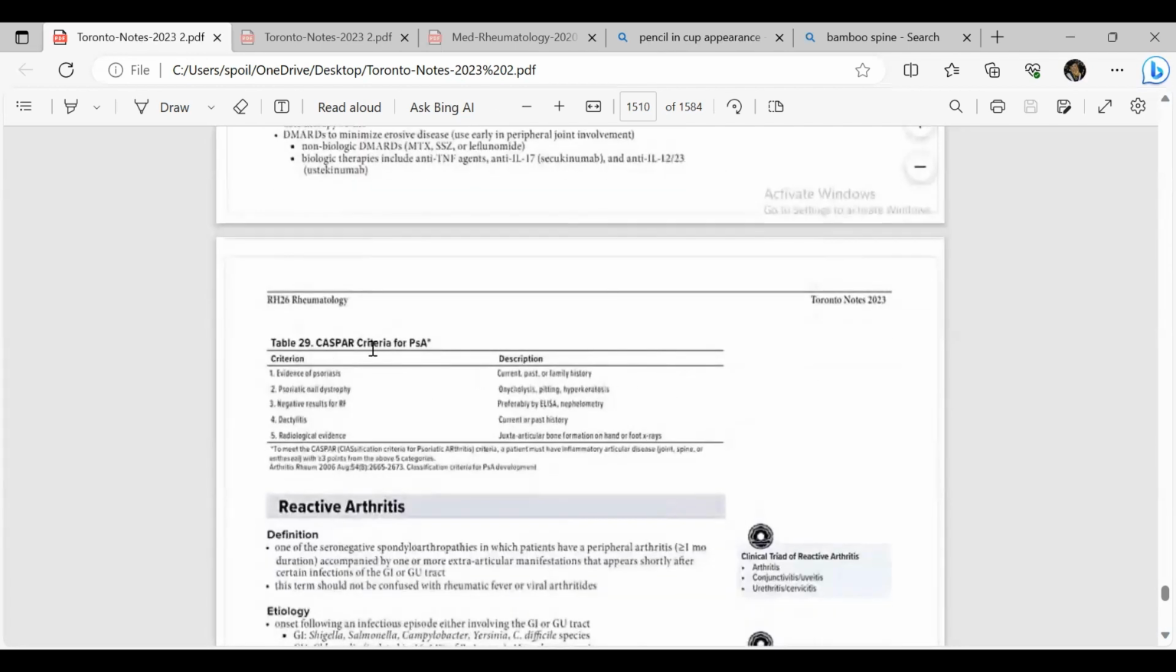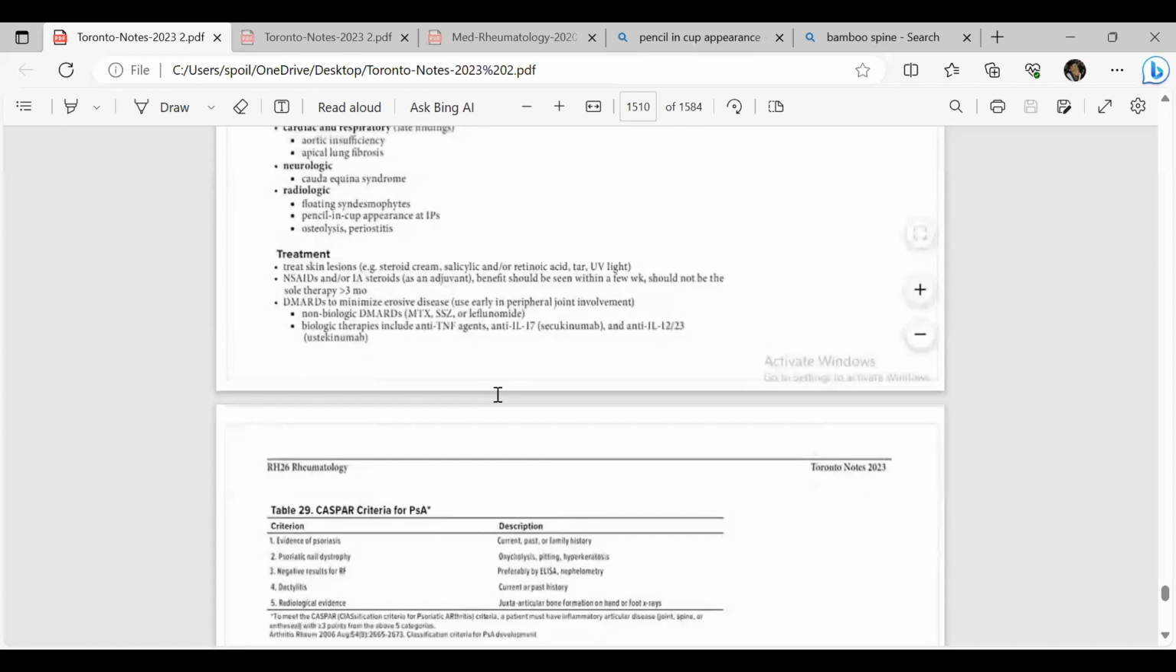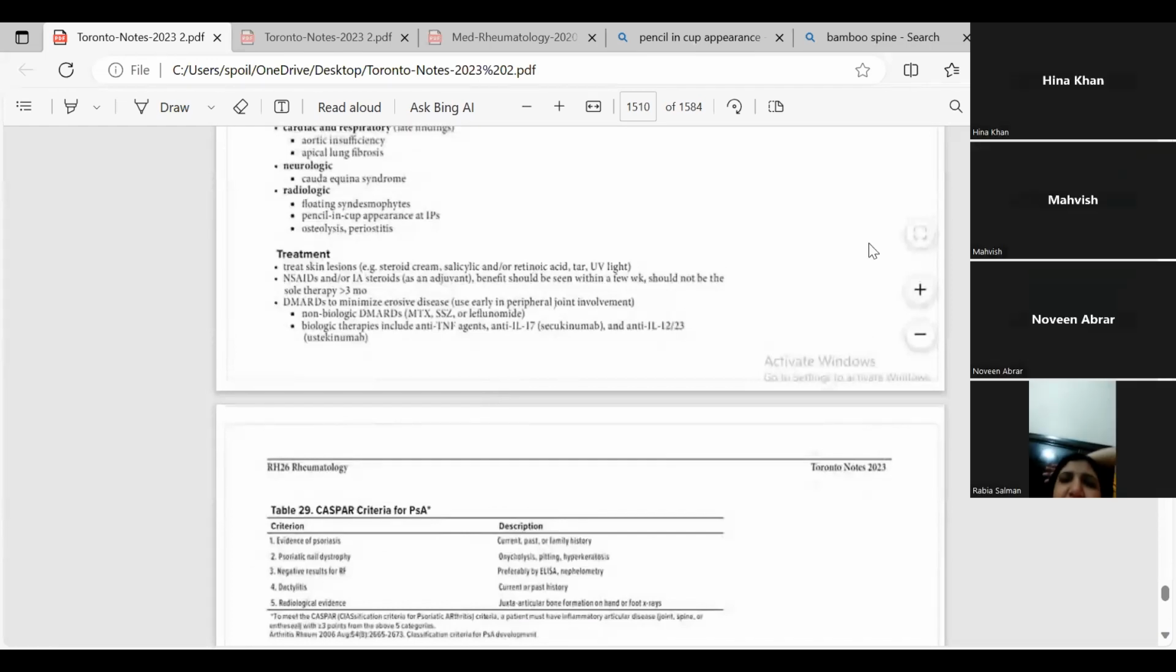Now, CASPAR criteria for PsA. The criteria are evidence of psoriasis, psoriatic nail dystrophy, negative results for rheumatoid factor, dactylitis, and radiological evidence. Radiological evidence is what? Pencil in the cup and the floating sign, and there was one more, osteolysis and periostitis.